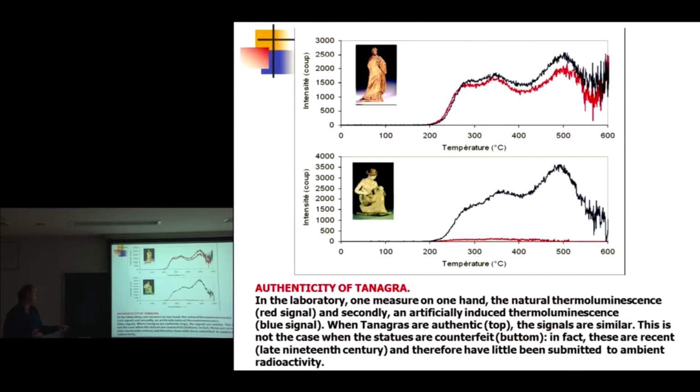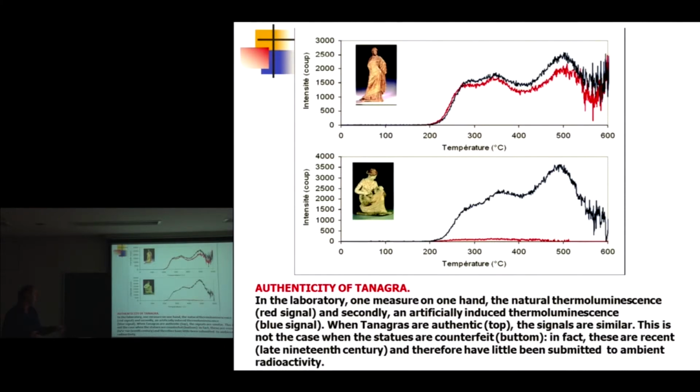The red signal, this is a natural thermoluminescence, and the thermoluminescence coming from the original Tanagra. This is a false Tanagra. So this is the signal for the counterfeit, this one. And you see that the Tanagra and the natural irradiation are very different. So it's impossible to have something made with raw material which is not coming from the old age, of course. That means it's a false one.